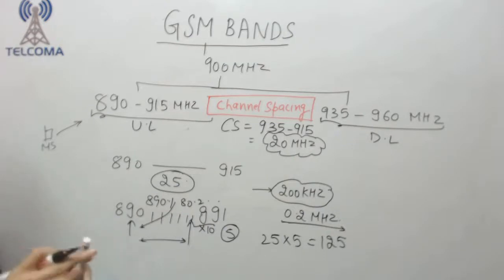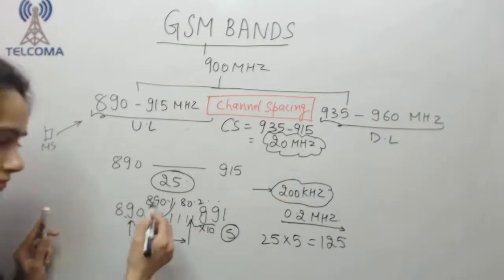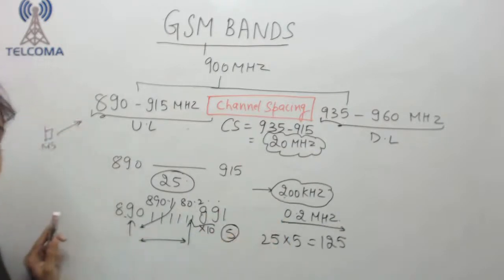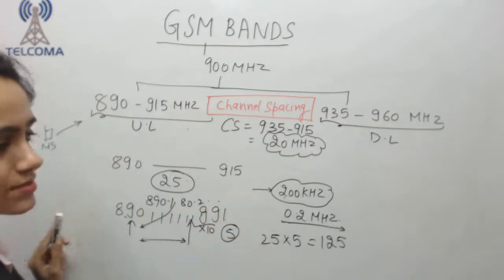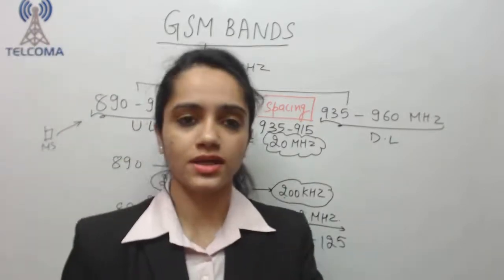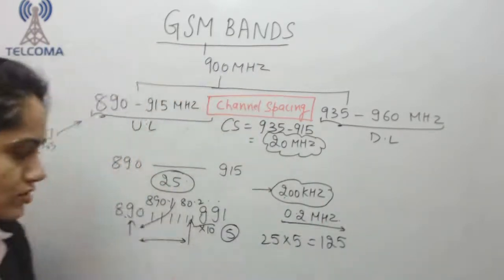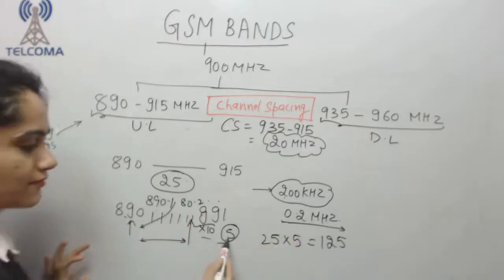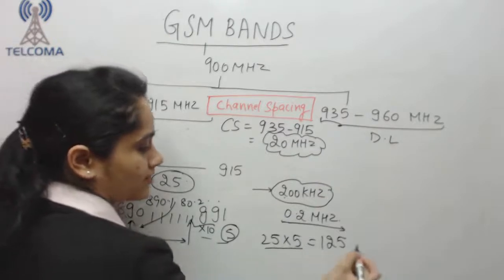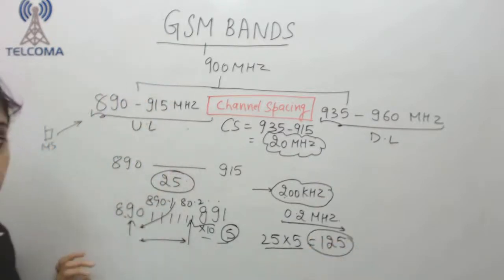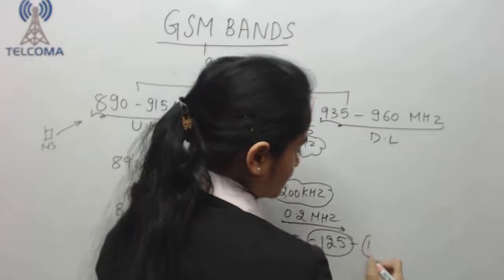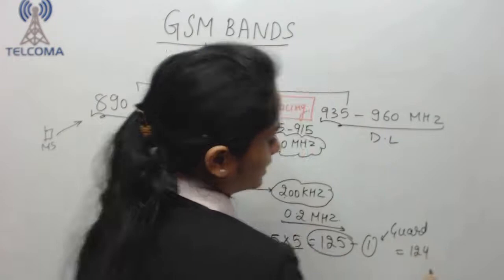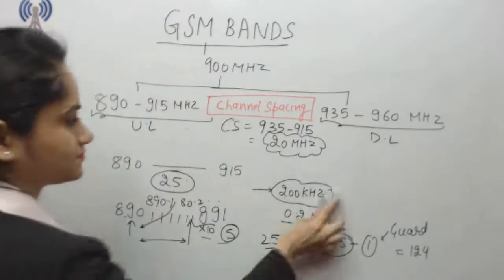Again, from 890 to 891 we have 10 divisions in FDMA, but we need to provide a space between the carriers so that they will not interfere with one another, because in FDMA we have to take care of interference the most. So after spacing we are left with only 5. 25 multiplied by 5 gives 125, but we have to leave 1 as a guard, so we are left with 124.